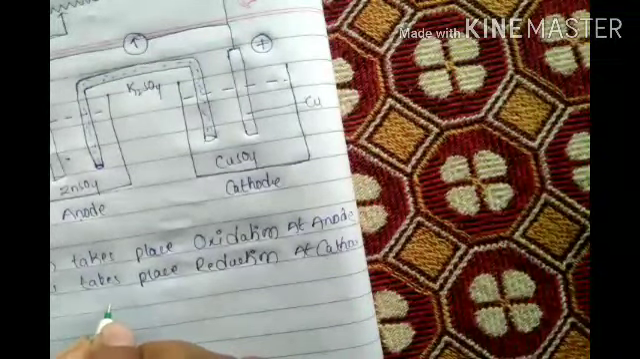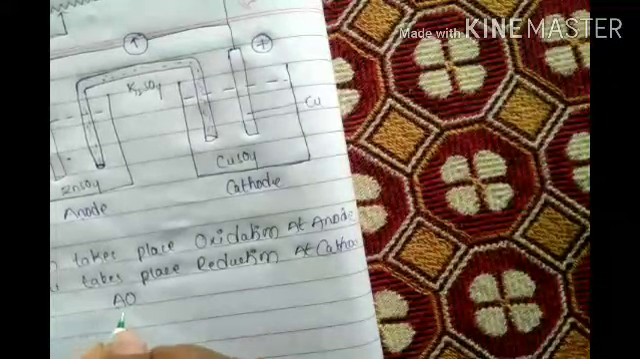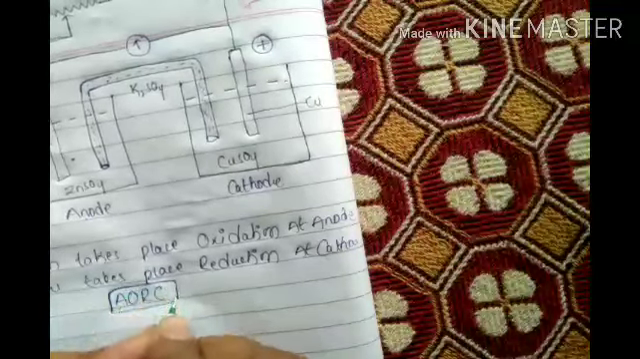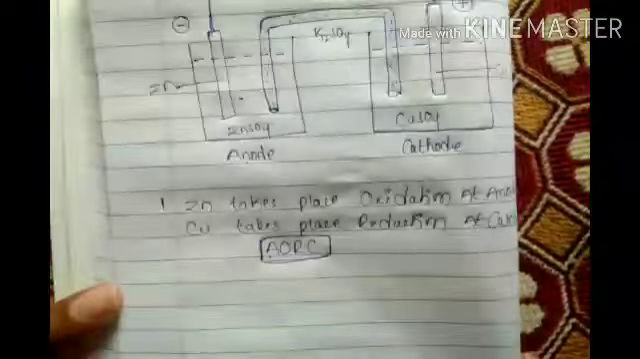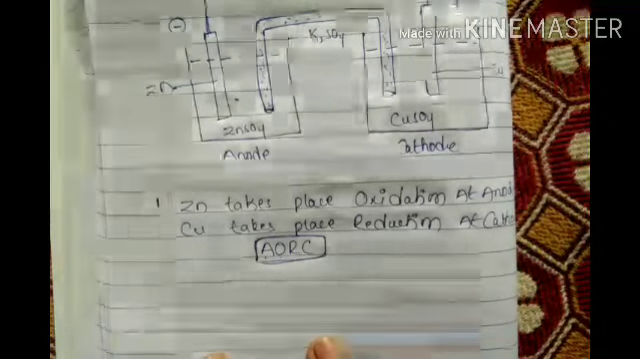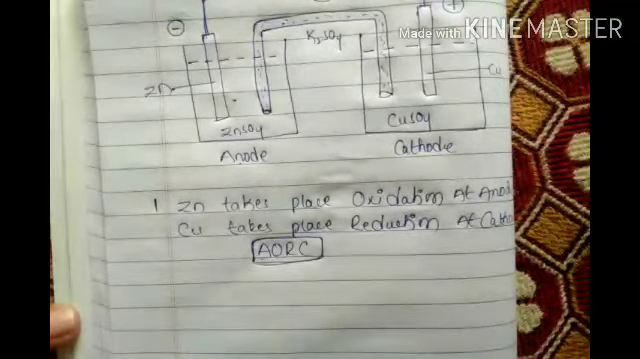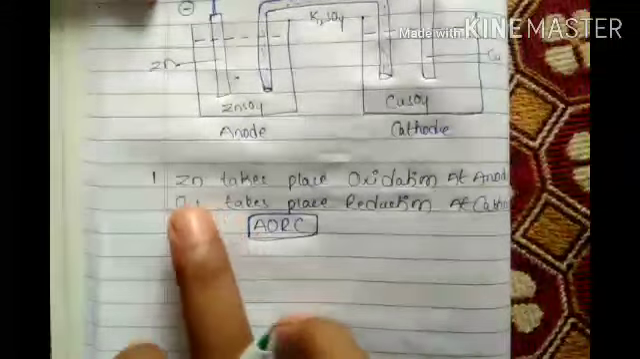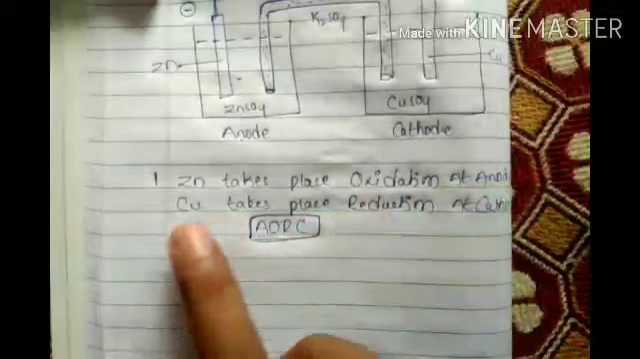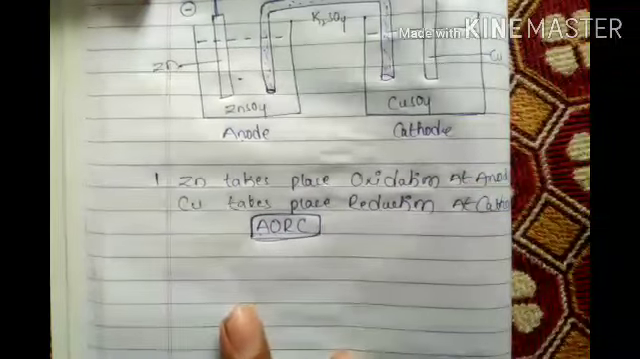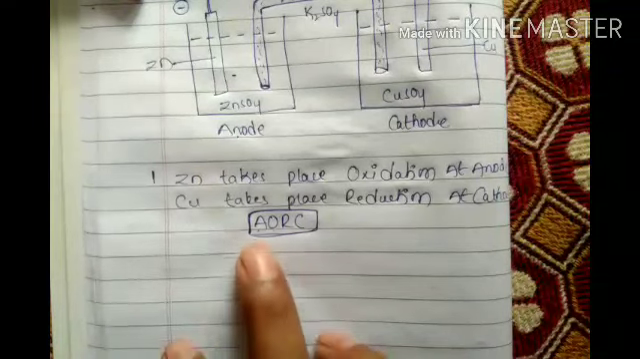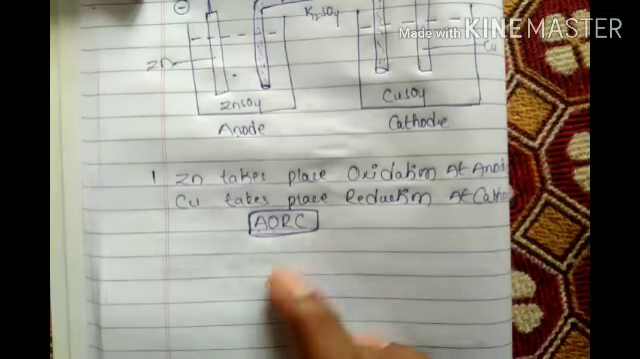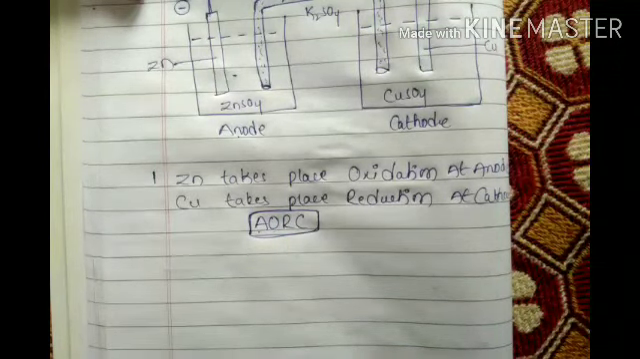Now AO, oxidation at anode, RC, reduction at cathode. AORC. Last time what I said, same as it is, what I told for electrolysis, that only. Zinc takes oxidation at anode, copper takes reduction at cathode. This is the first point. Okay, AORC: anode oxidation, reduction at cathode.